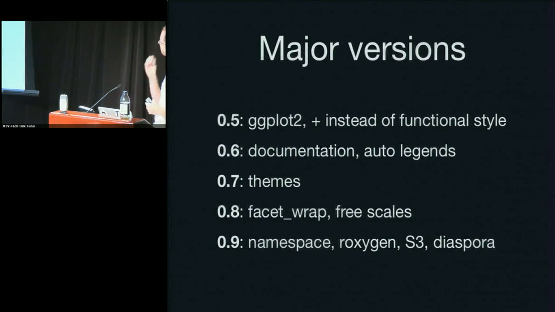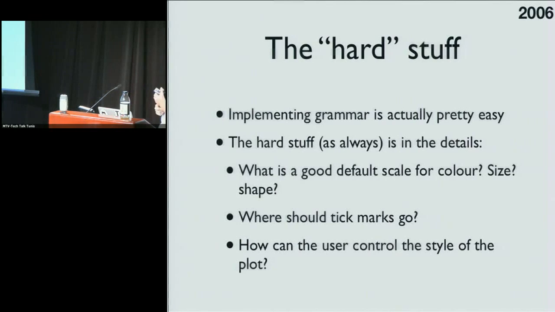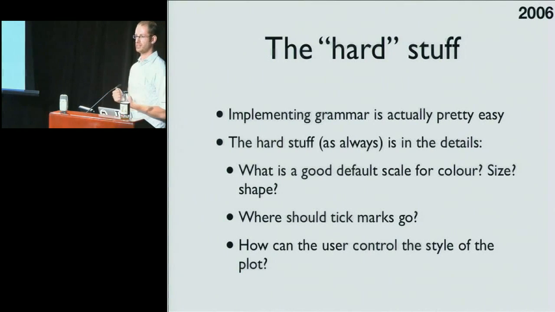Also, looking back at my talks on ggplot2, I noticed I made this rather prescient slide in 2006 when I said, hey, implementing the grammar was actually pretty easy. We've got this really nice, elegant underlying theory that makes it easy to program the big picture. But the hard stuff really is the details. So how do you figure out what the detail scales are? Where do you put tick marks? How do you allow the user to control the plot?